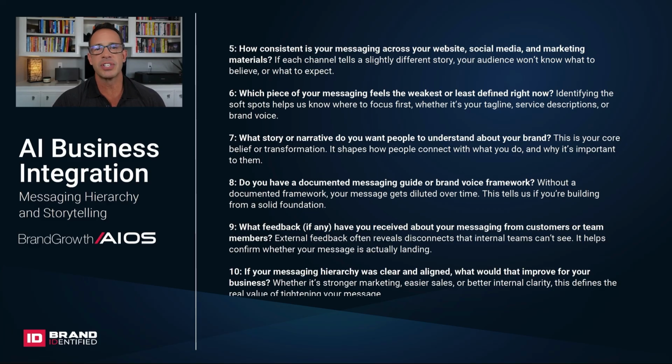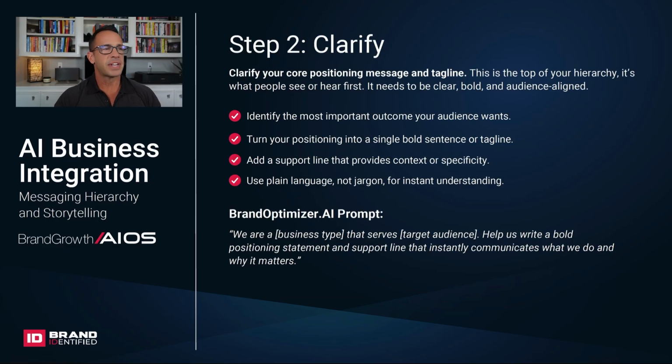And then finally, question number 10, if your messaging hierarchy was clear and aligned, what would that improve for your business? Whether it's stronger marketing, easier sales, or better internal clarity, this defines the real value of tightening up your messaging. So step number 2 here is to clarify. Clarify your core positioning message and your tagline. This is the top of your hierarchy. It's what people see or hear first. It needs to be clear, bold, and audience aligned.